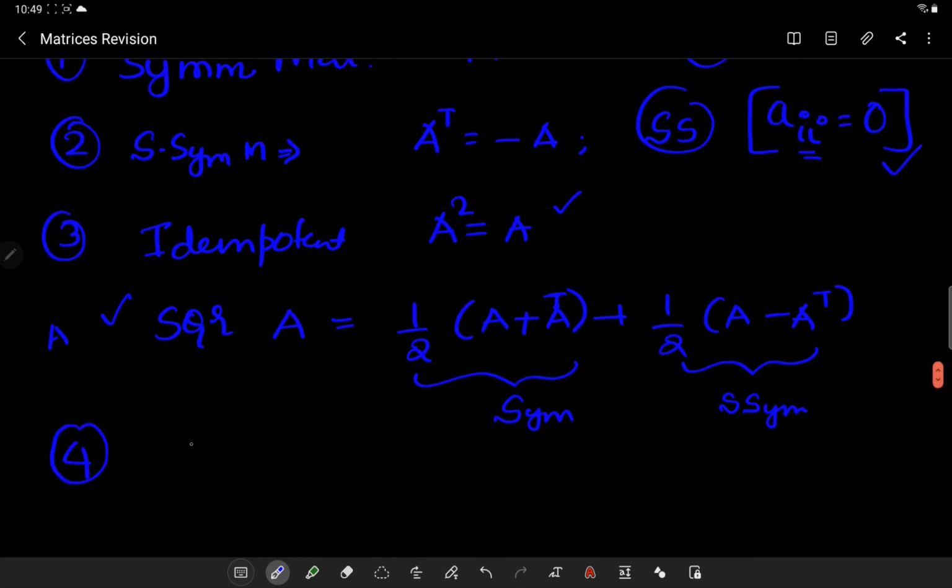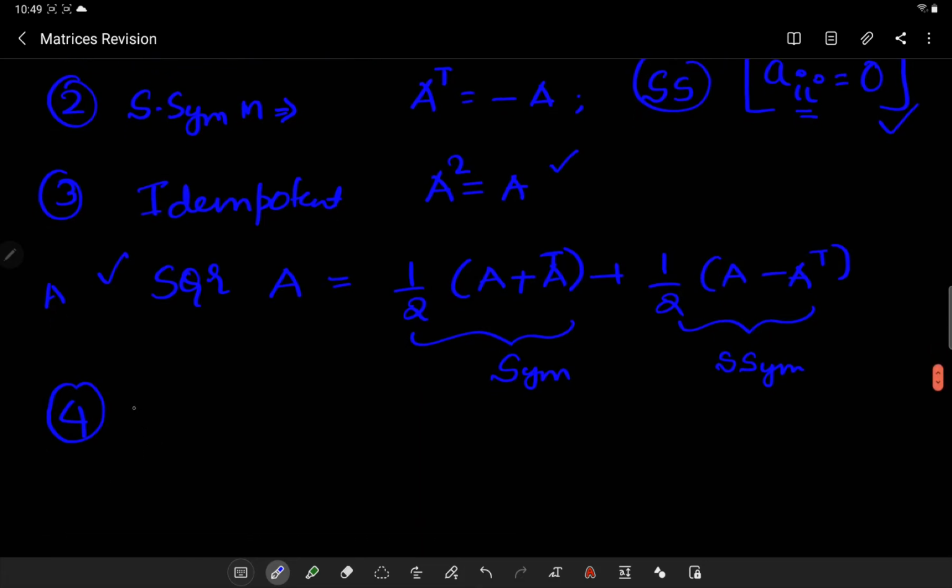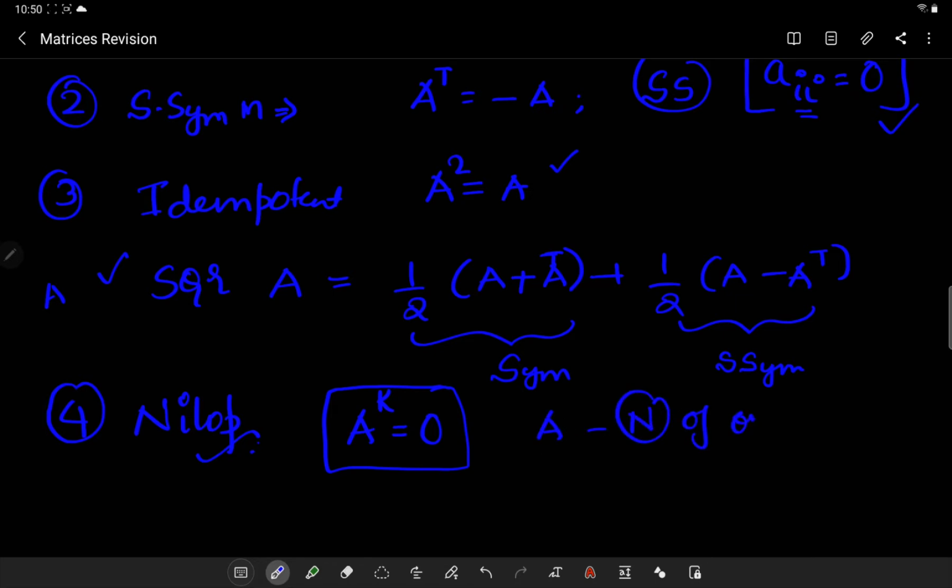Every year there is a question on this particular concept in your examination. Now there is a special type of matrix called nilpotent matrix, which satisfies the equation A power k is equal to 0, where A is nilpotent of order k. Also remember, k is the least positive integer index.